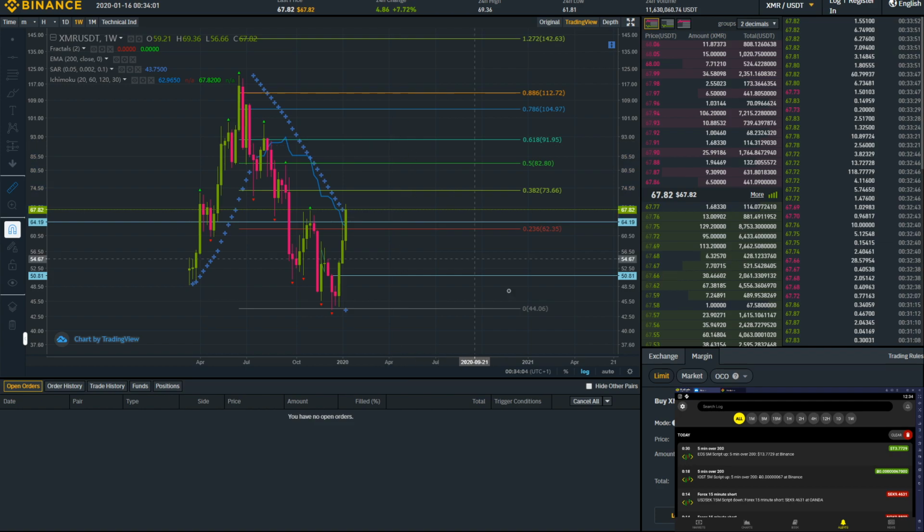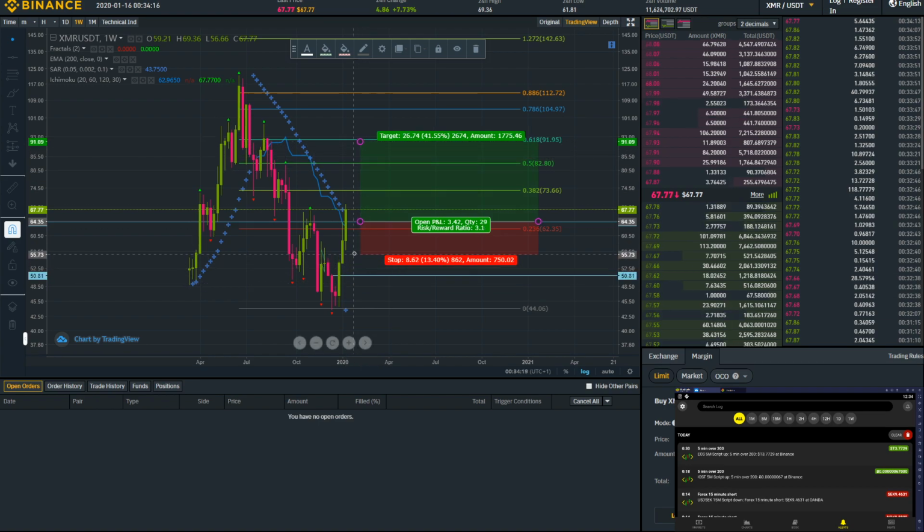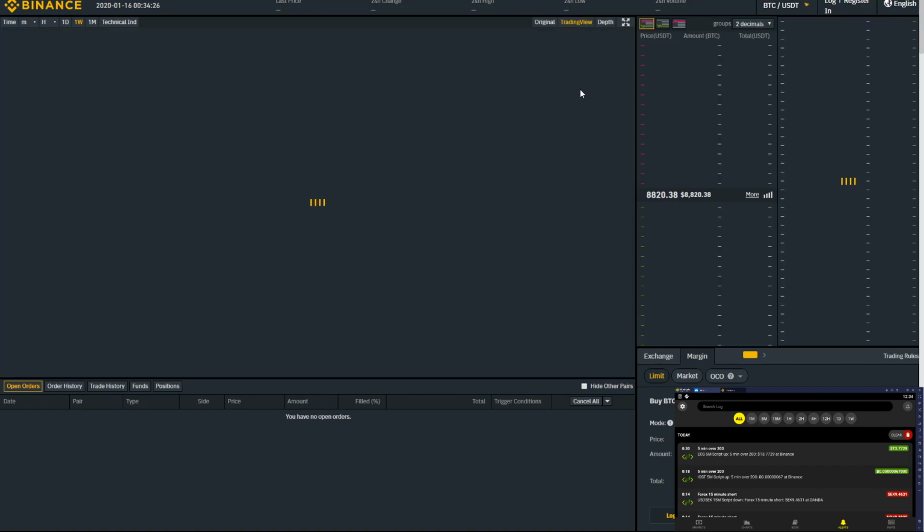So here is your XMR trade. Going long from here, your stop loss is below this low, and that's a good risk to reward if you ask me. Let's see what Bitcoin does.